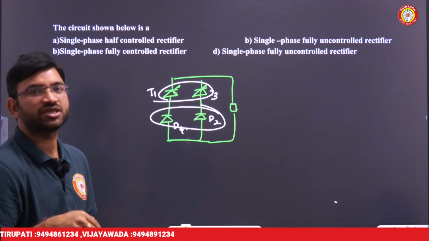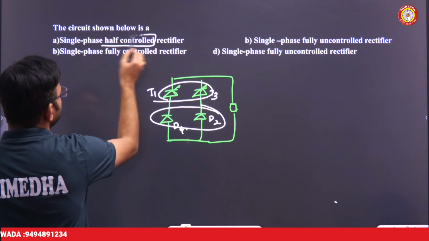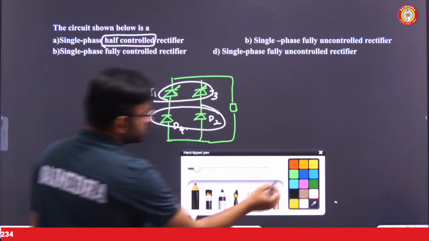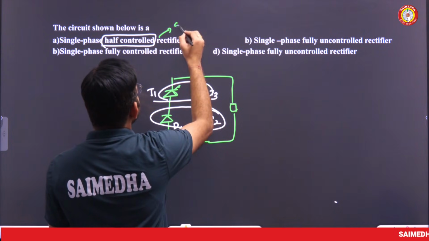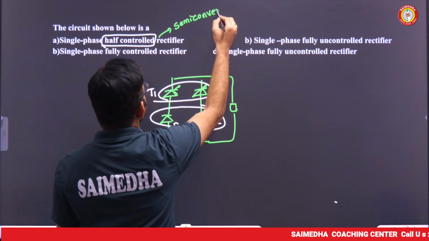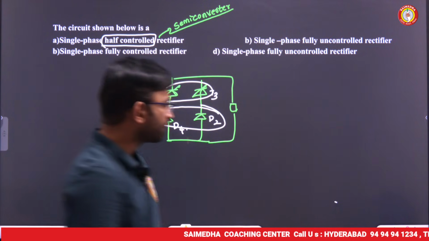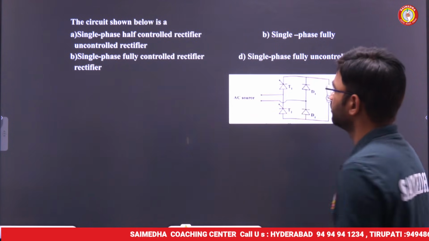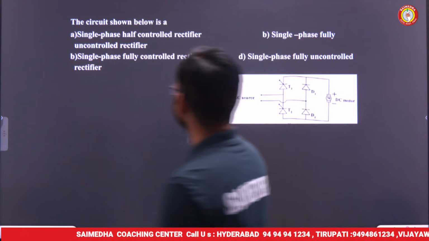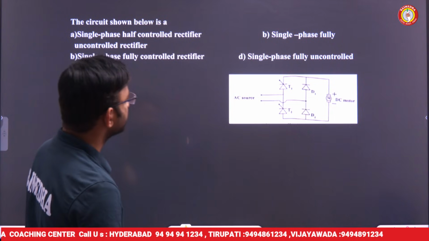Whenever it is a combination of SCR and diode, it comes under the single phase half controlled rectifier. It is also called a semi-converter, also called a half controlled rectifier. I think this is for the previous one; this is the diagram for the previous one.